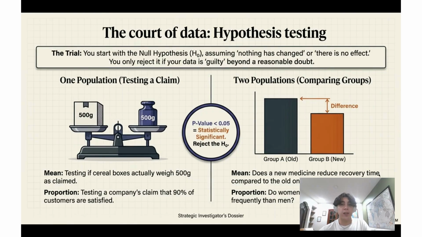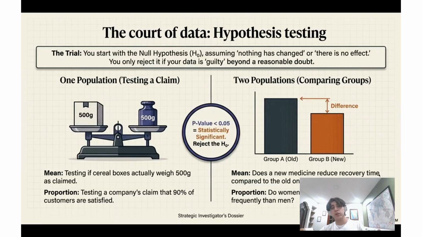Then the court of data. We're finalizing here the hypothesis testing, the trial. So you start with the null hypothesis, assuming nothing has changed or there is no effect, and you only reject this hypothesis if your data is guilty beyond a reasonable doubt. We will see an example.